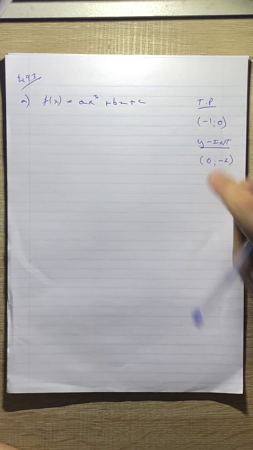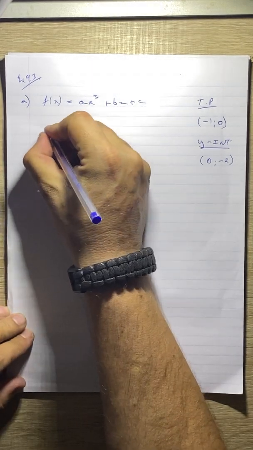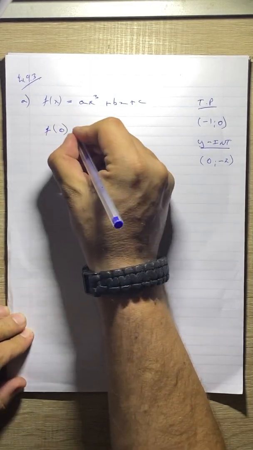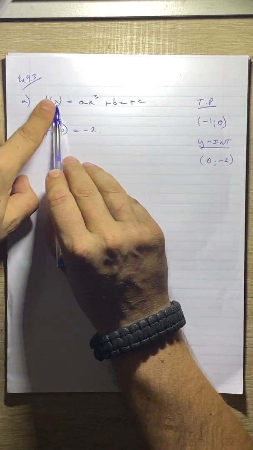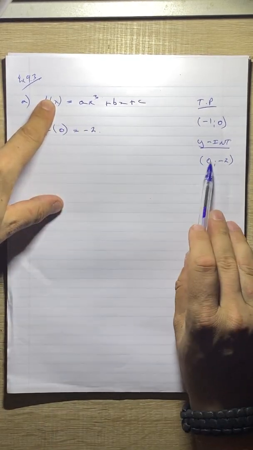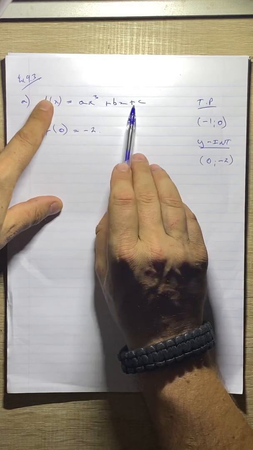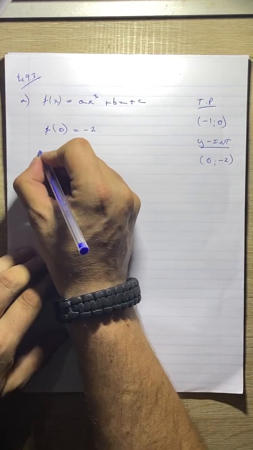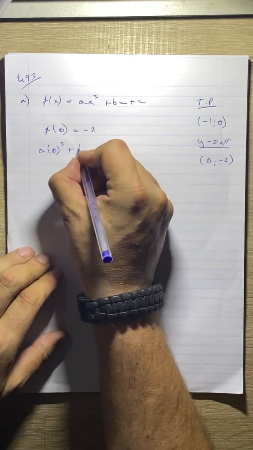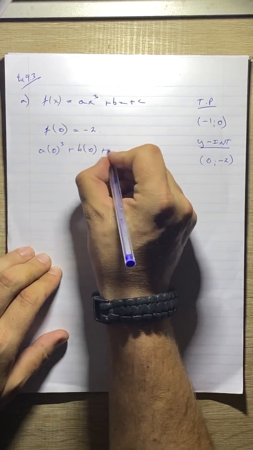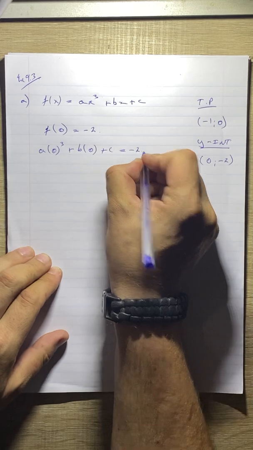So what I'm going to do first of all is use this point over here, because I know that f of 0 is equal to minus 2. Basically, our x is 0 and our y is going to be equal to minus 2 from here. So I'm just going to put 0 in here for my x's. So we get a times 0 cubed plus b times 0 plus c equals minus 2.